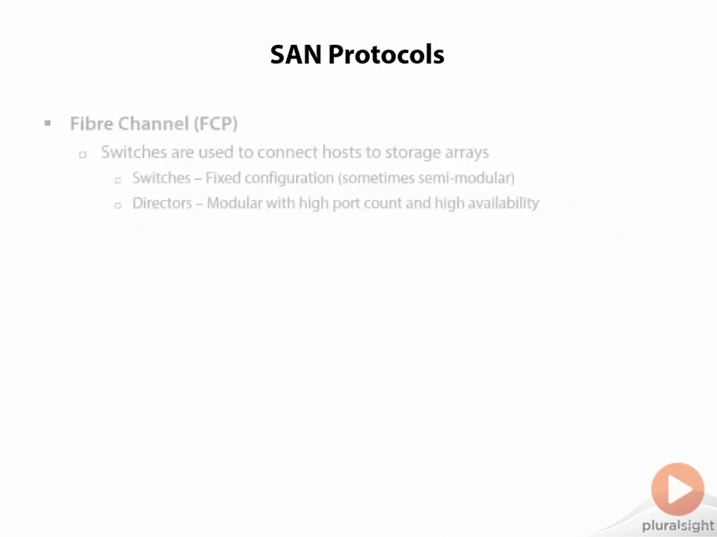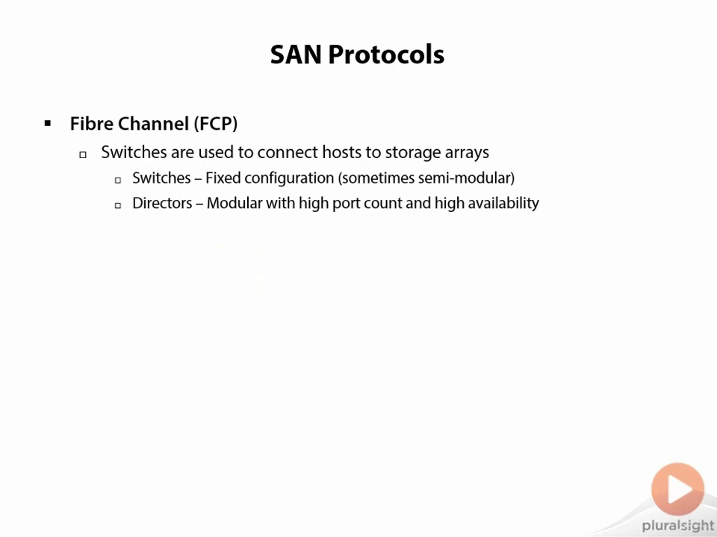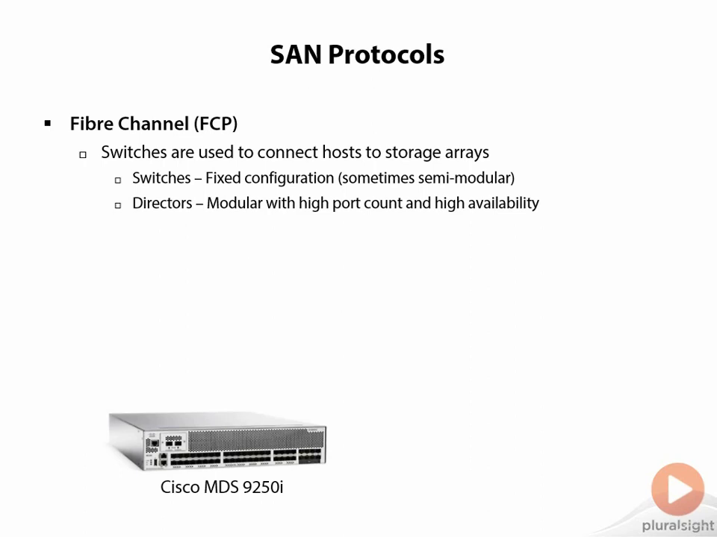Now, the other thing with SAN that's a little bit different than what we have on the LAN side of the house is Fiber Channel uses switches, but they're a little bit different than the IP-based switches. Switches come in either a fixed configuration, in other words, a fixed port count, or a semi-modular approach where it can accept line cards. This would be an example of a semi-modular switch, a Cisco MDS 9250i. It's a SAN switch that would typically be used in the edge of your network.